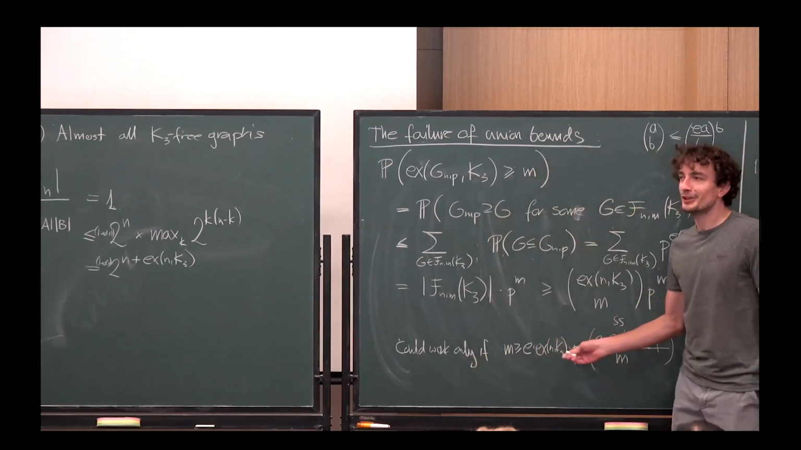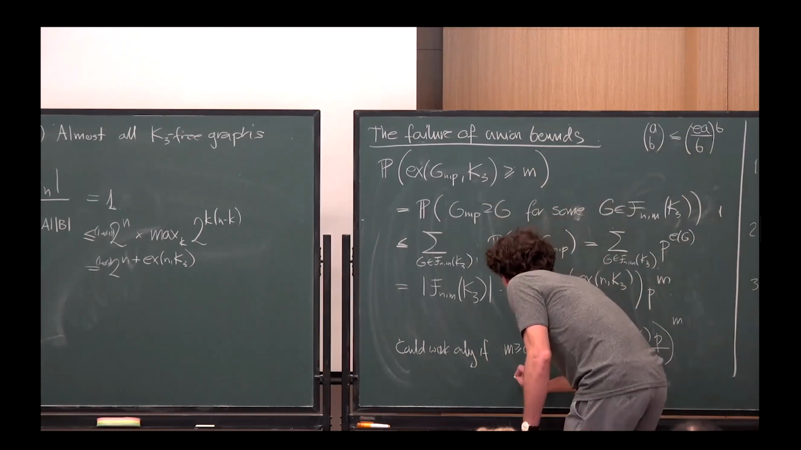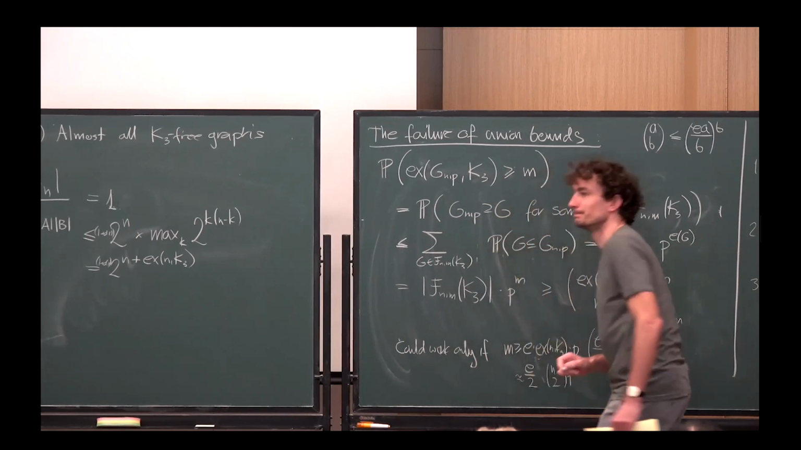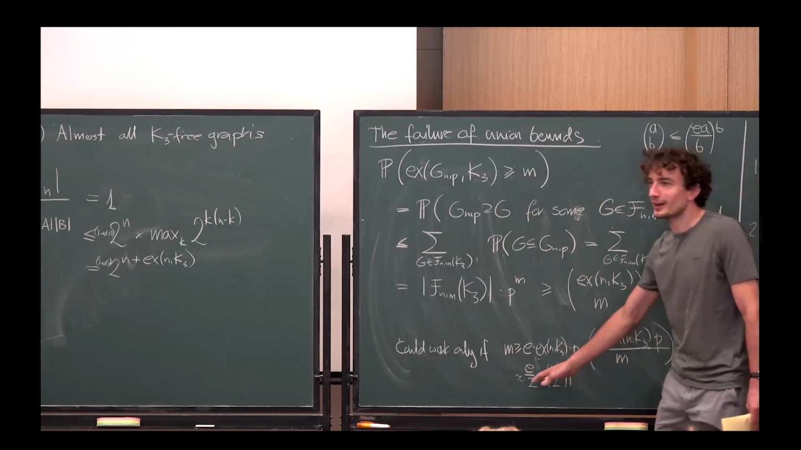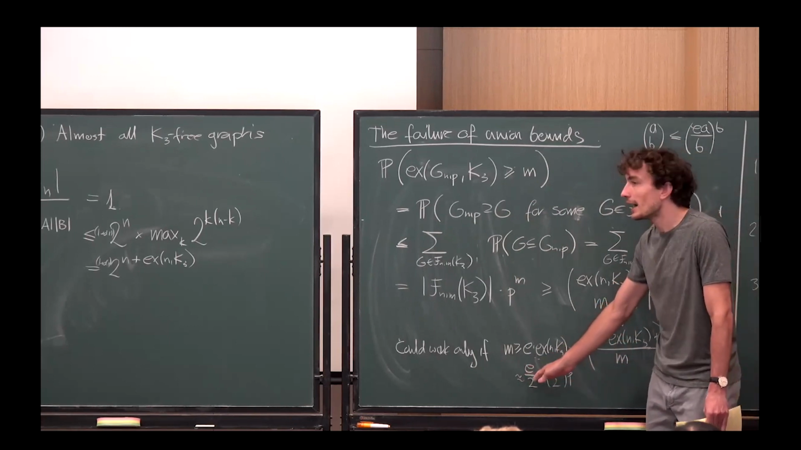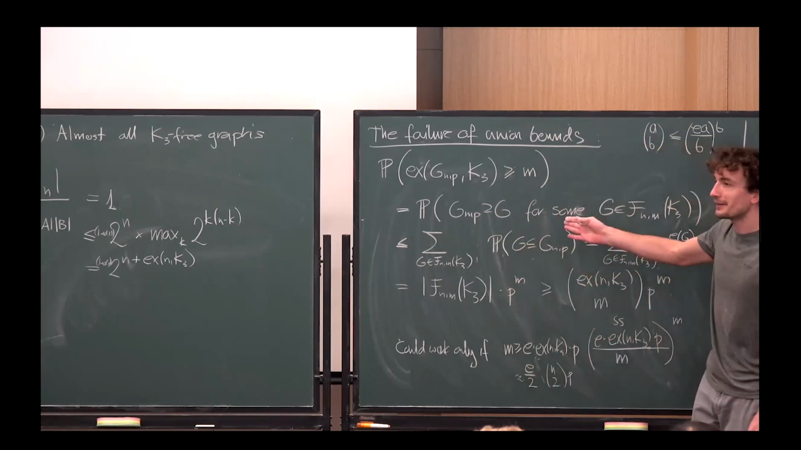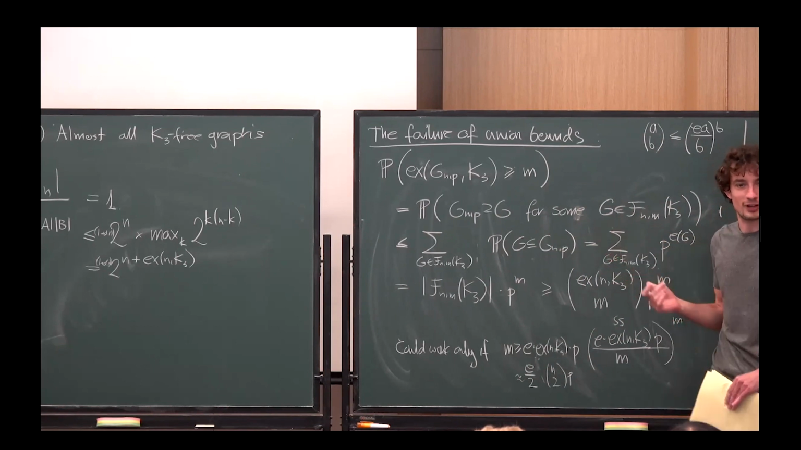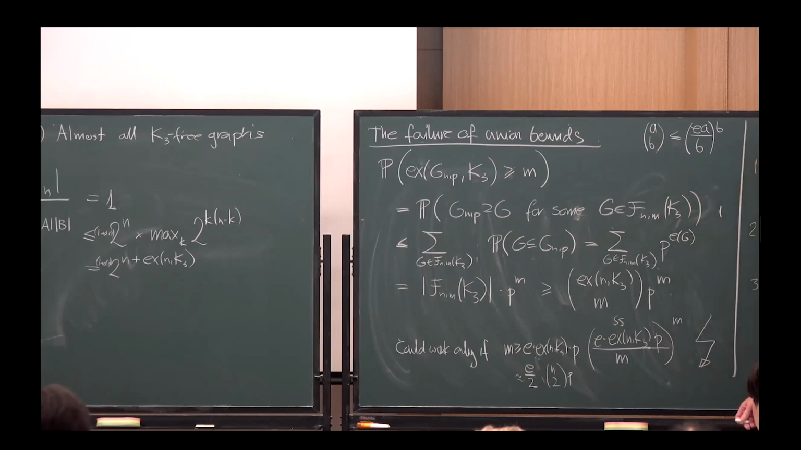But e times the extremal number is roughly e over 2 times n choose 2 times p. And e over 2 is like 1.3 or 1.35. So this bound is completely useless, because we can't even prove that the largest triangle free graph in G(n,p) has at most as many edges as typically we know G(n,p) has. So this is kind of a big fail.